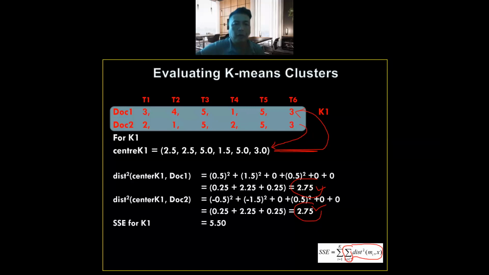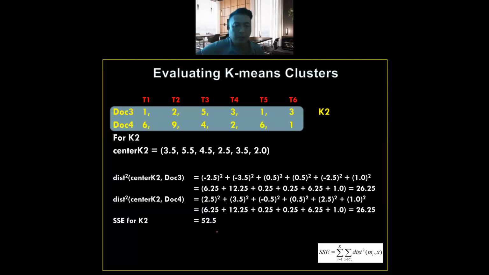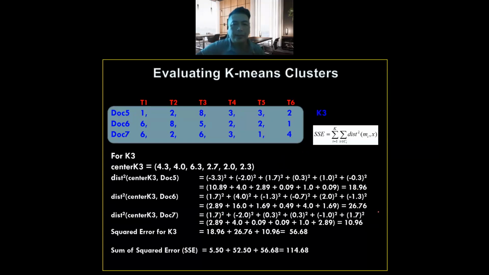So we repeat for cluster 2. So cluster 2 has 52.5. Basically finding the distance between this to the centroid of cluster 2, we get 26.25 and 26.25. And then lastly, we take the sum square error for cluster 3, which we compute the distance between the centroid to all the members of the cluster. Okay, and the value is 56.68.